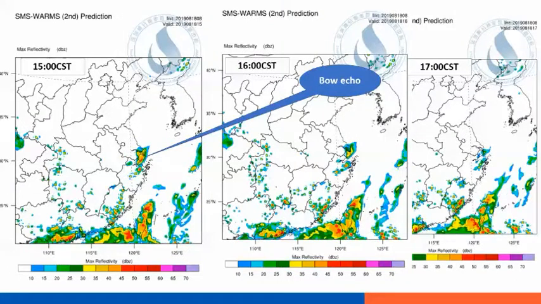These are the model composite reflectivity forecasts at the initial time of 8 o'clock. On the left, it is at 15. In the middle, it is at 16. On the right, it is at 17. From these 3 hours of model forecasts, a similar bow echo embedded in the multi-cell passes Shanghai. From the model composite reflectivity analysis, we conclude that the supercell embedded within the multi-cell will maybe pass through Shanghai.